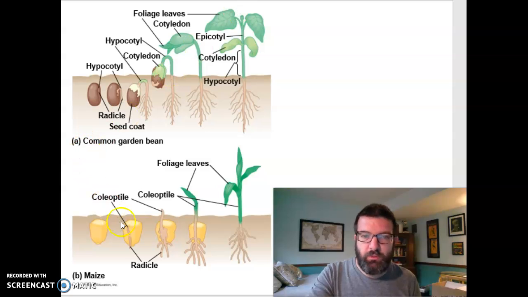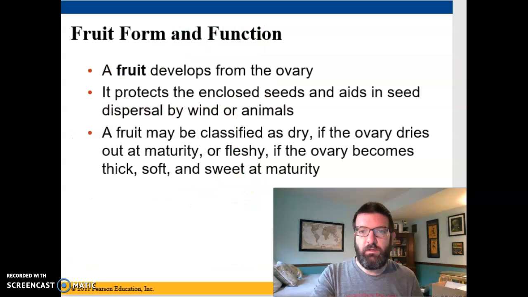It's pretty similar in a monocot. You get the radicle coming out first. The coleoptile is like a protective sheath around the shoot, if you will. But you only have a single cotyledon to keep you sustained until the first foliage leaves come out.